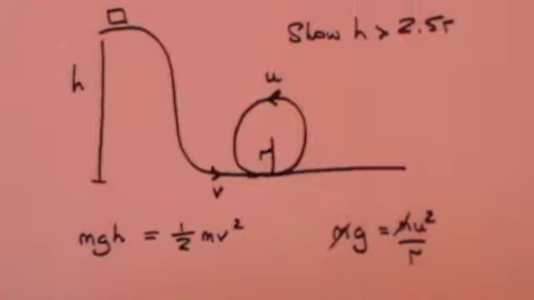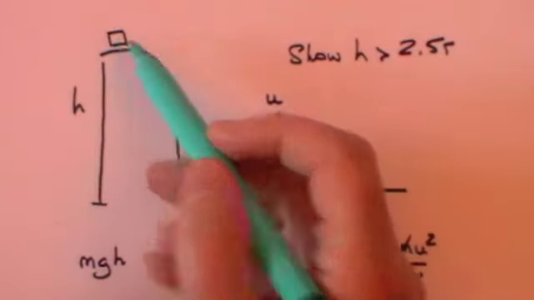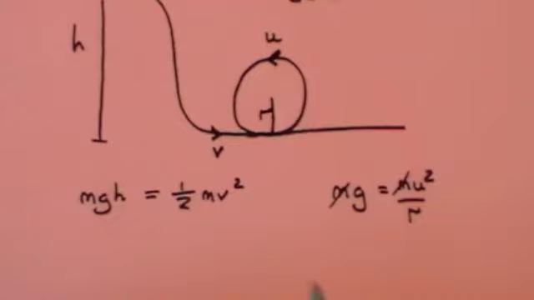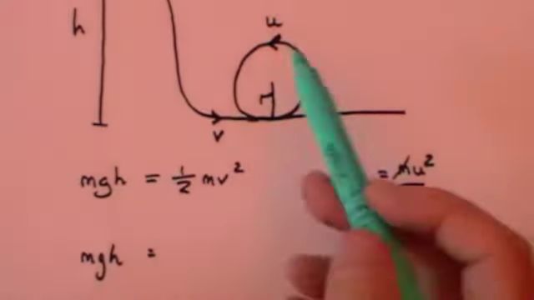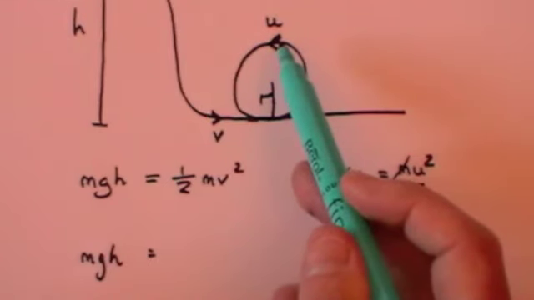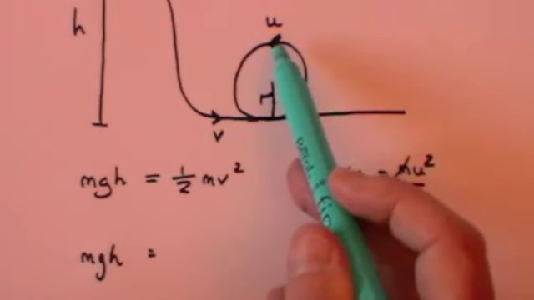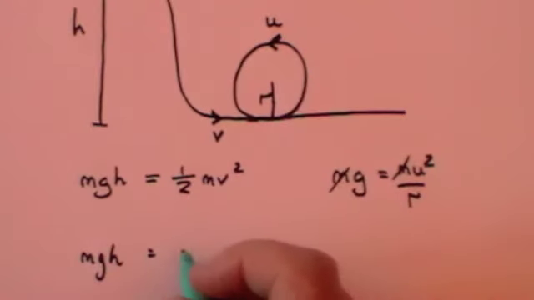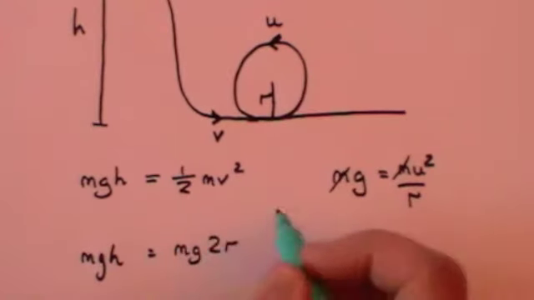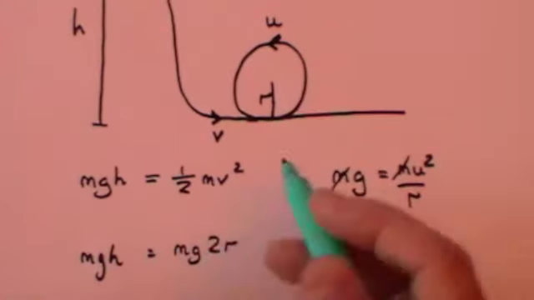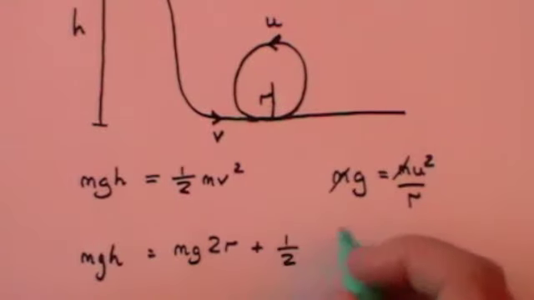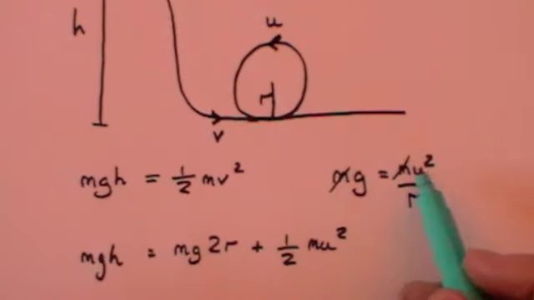So now we can write that the potential energy that the car had when it was at the top of the roller coaster, which is mgh, must equal the sum of the potential energy and kinetic energy that the car has when it's at the top of the loop. Its potential energy will be mg times 2r, because the height above the ground is twice the radius, plus its kinetic energy, which will be a half mu squared. But u squared, you will see, is equal to g times r.